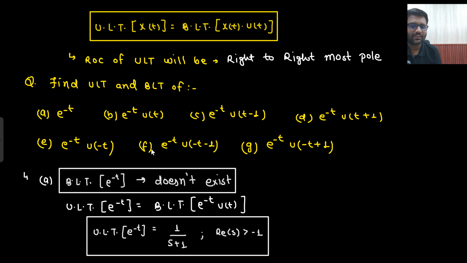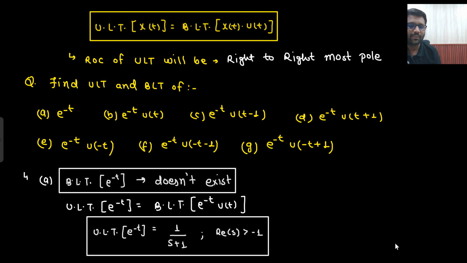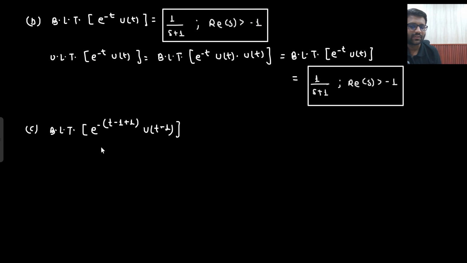Did you understand this point? This we have already seen. E to the power minus t u of t minus 1 becomes u of t minus 1 e to the power minus (t minus 1 plus 1), because there was e to the power minus t only, but I need t minus 1. That's why I did so. So what I am getting? Bilateral Laplace transform of e to the power minus (t minus 1) into e to the power 1 u of t minus 1.